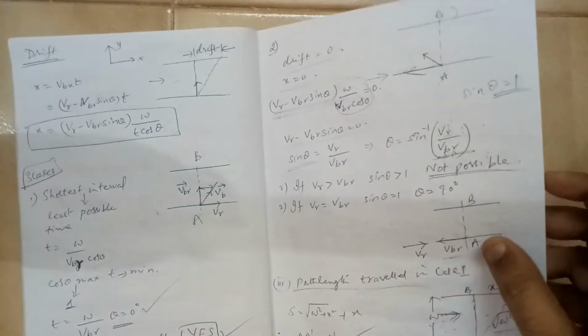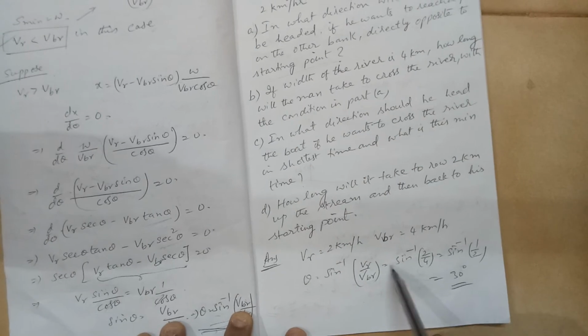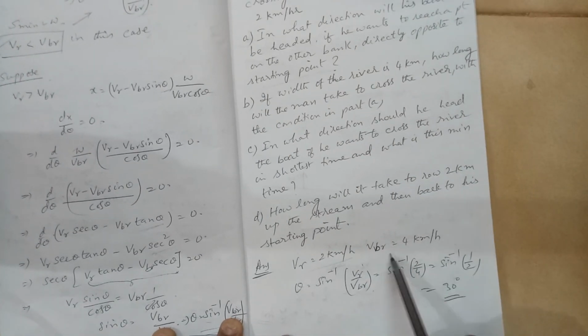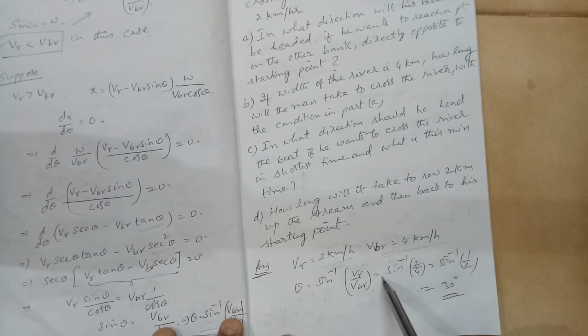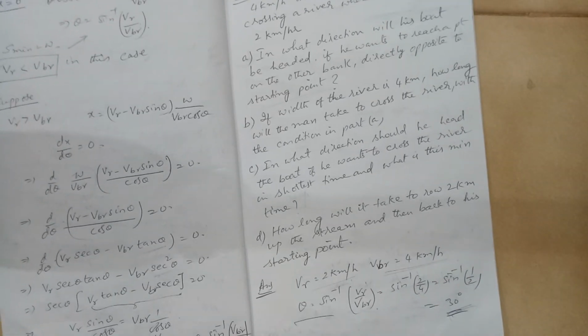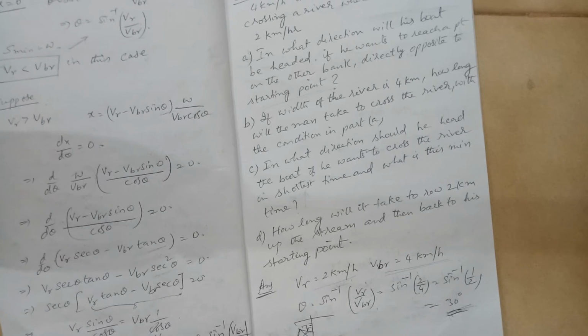Straight away this is the case where you can directly calculate the theta value. The formula is sine inverse of VR by VBR. So VR is 2 km/h, VBR is 4 km/h, so it is sine inverse of 2 by 4, which is 30 degrees. So the person has to go 30 degrees. This is the 30 degrees.